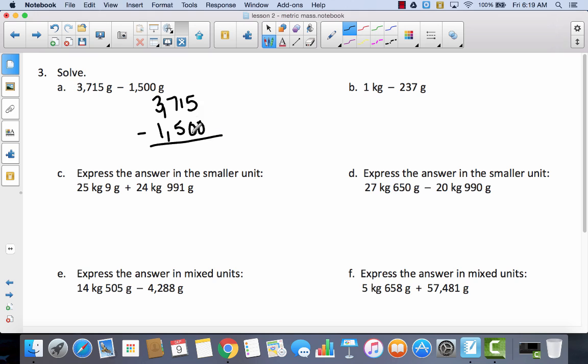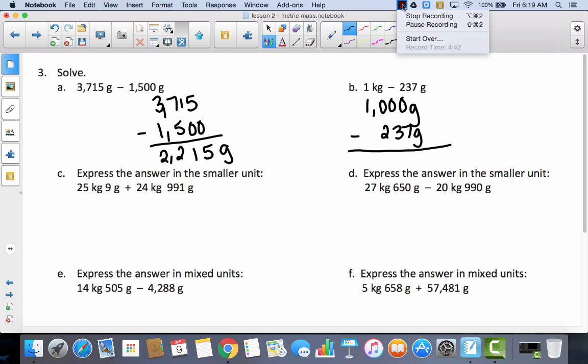Okay, so when I look at this problem, I'm ready to subtract in every single category. So it's pretty simple. We can just say 5, 1, 2, and 2. So the answer is 2,215 grams. Let's take a look at B. So B, we have kilograms minus grams. So we can change these kilograms into grams. So that would be 1,000 grams minus 237 grams. I'd like for you to pause the video and do the subtraction by yourself, and then we're going to come back and check together.